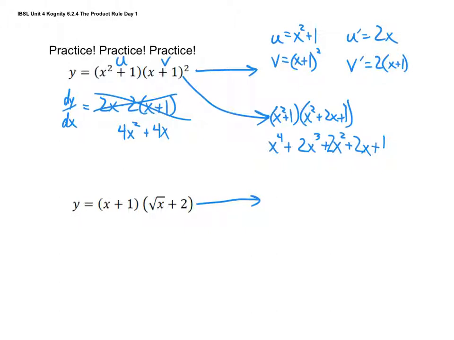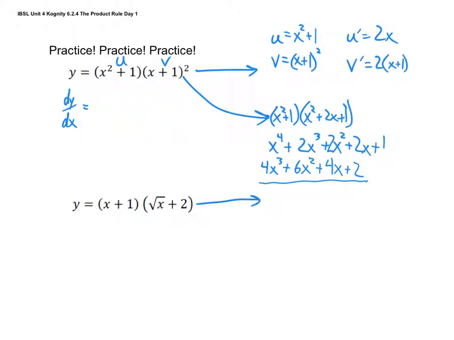Well, what's the derivative of that? 4x cubed plus 6x squared plus 4x plus 2. Does that equal this? No. Obviously not. So there's something wrong going on here. Now this actually is the correct derivative. What's wrong is we didn't use the product rule here.